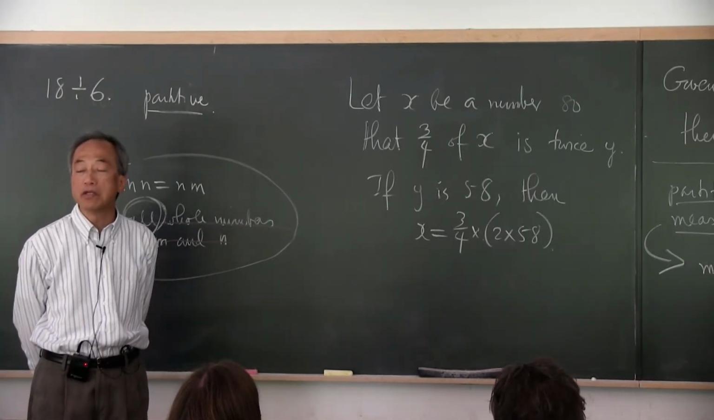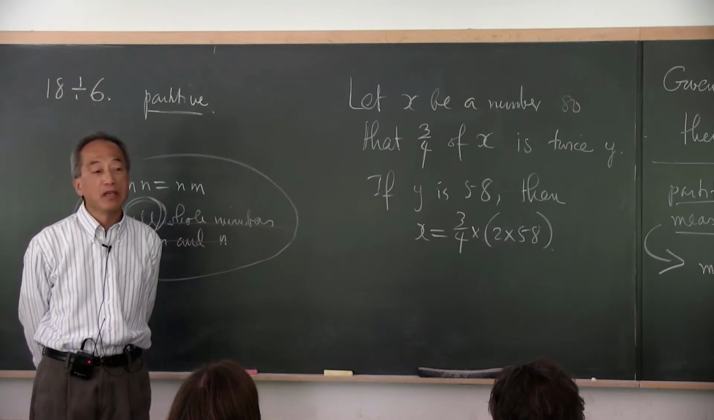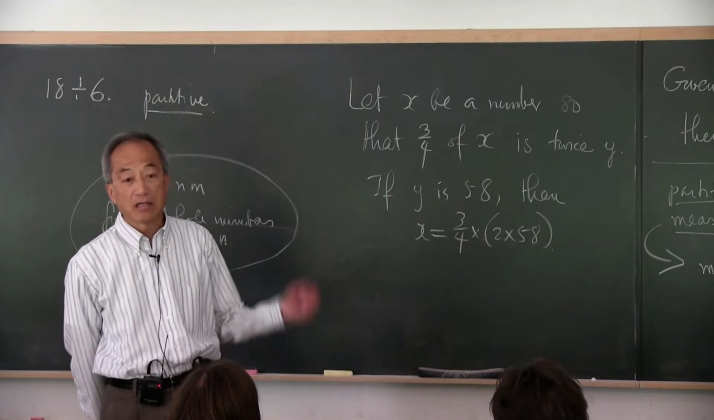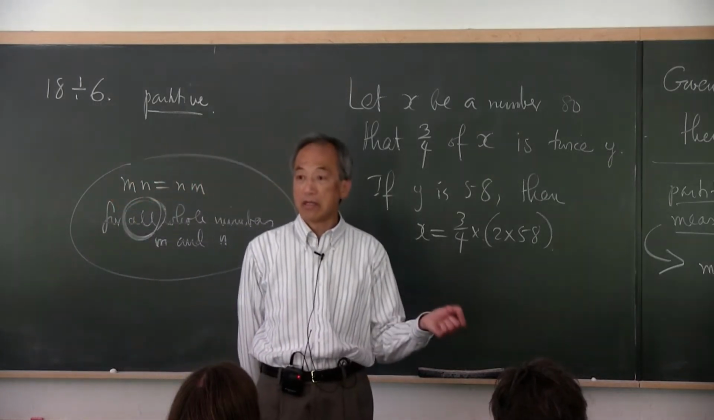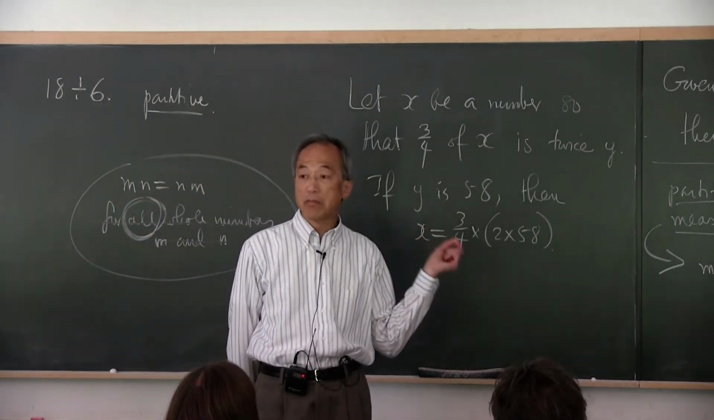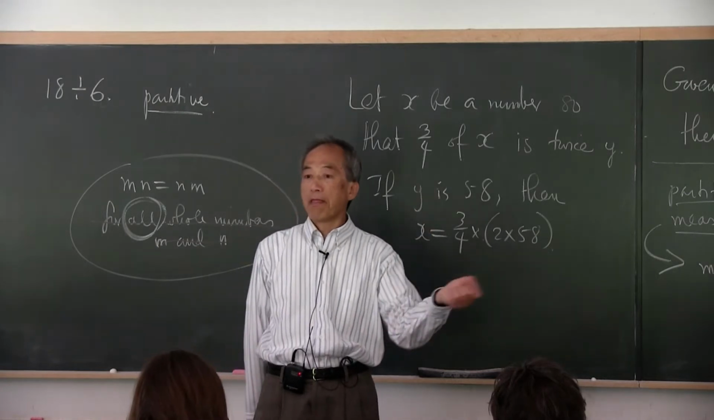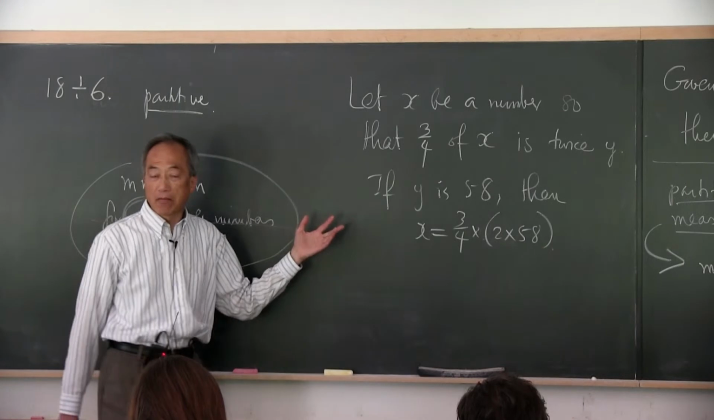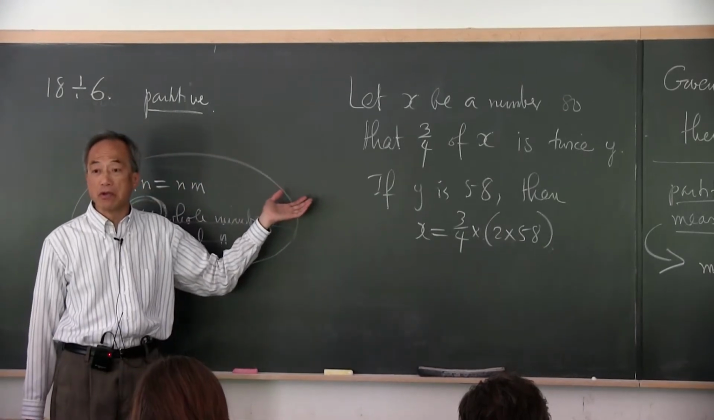What does equality mean to you? Equality of numbers means what? They are the same number. They're the same point on the number line. So this is a basic common understanding about the English language.